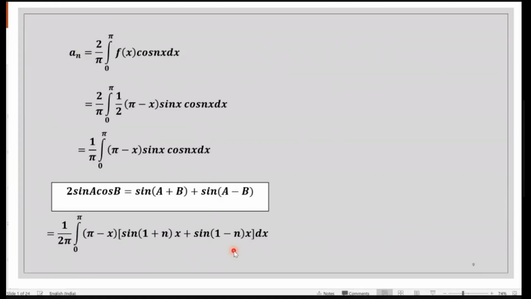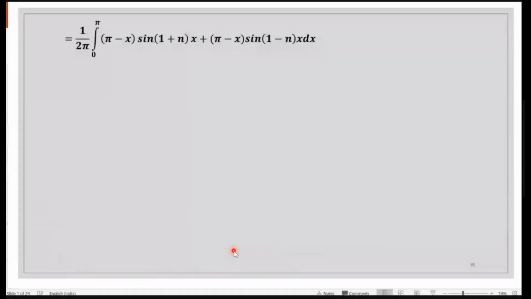So separating that, writing pi minus x into first sine function plus pi minus x into sine of 1 minus n into x. Now use u into v for both the terms. यहाँ पे भी u into v और यहाँ पे भी u into v apply करना है. So we'll have totally 4 terms.